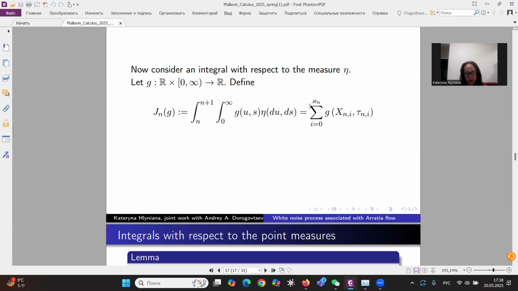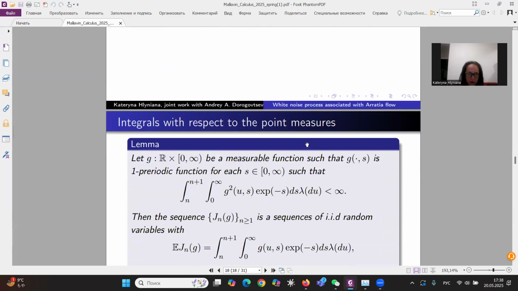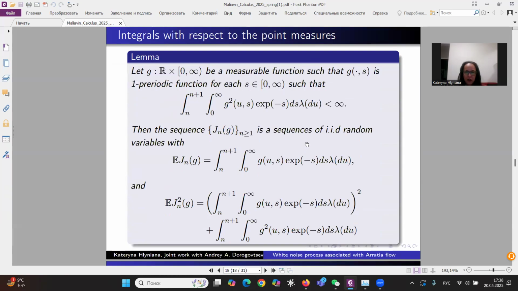Now we can represent this like this sum. I just write what we have. So again, integrals with respect to this time-space point process will also be, if we consider here independent non-intersecting intervals, independent random variables.